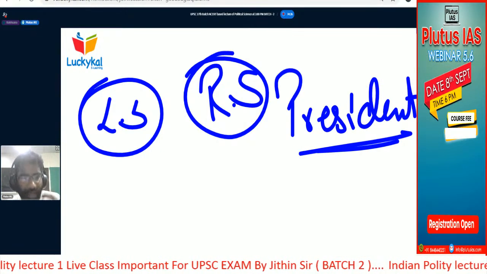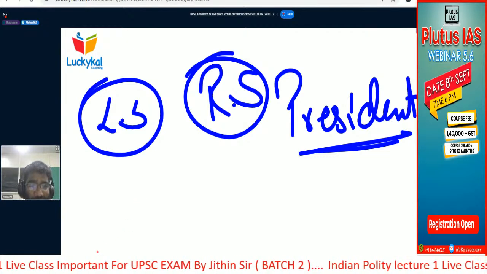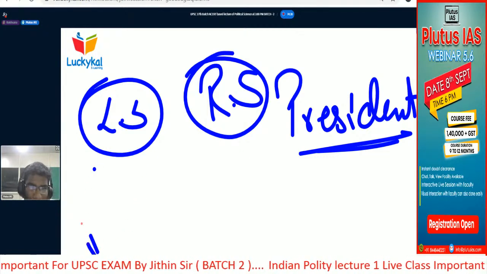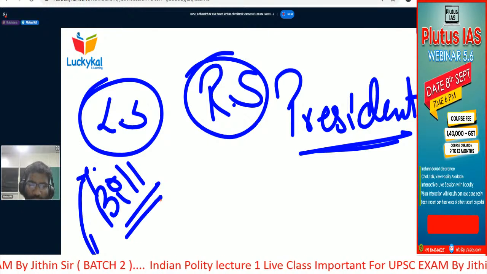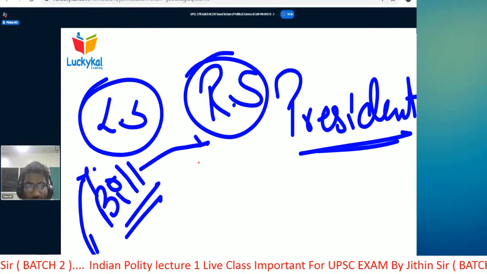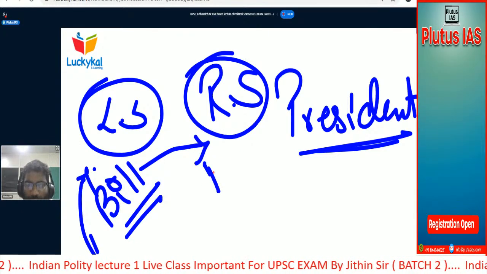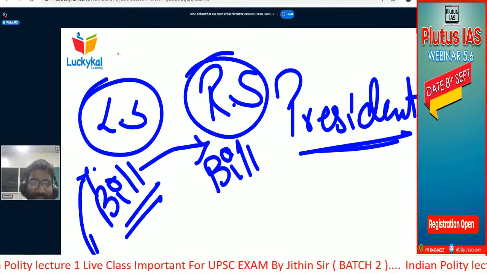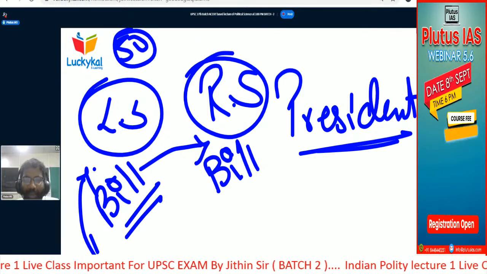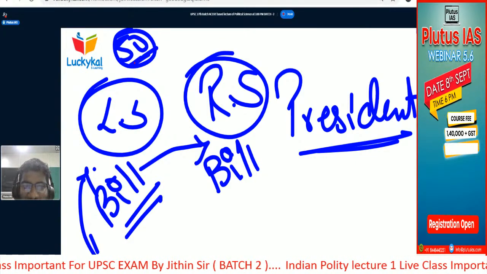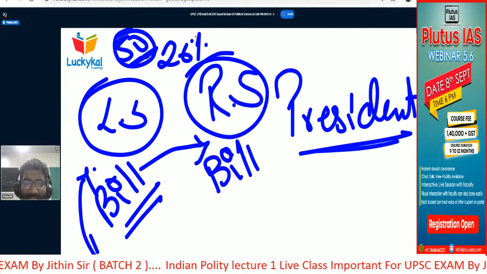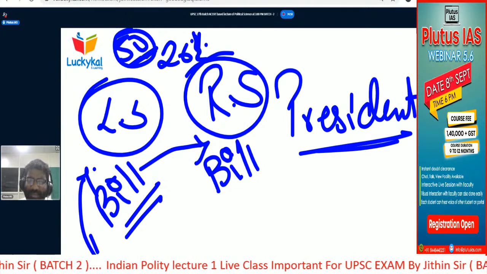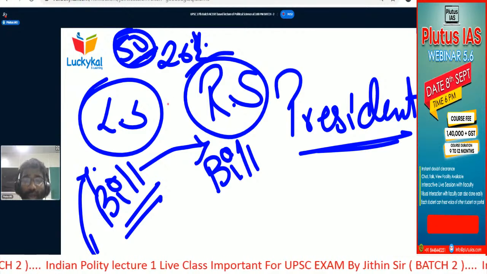See, it is very correct, Ruxana. To make a law, a bill is presented in Lok Sabha. Then from Lok Sabha it goes to Rajya Sabha. Now if there are 50 people, I am taking an example, more than 50%, that is 26 people, more than 26 people should pass the bill.